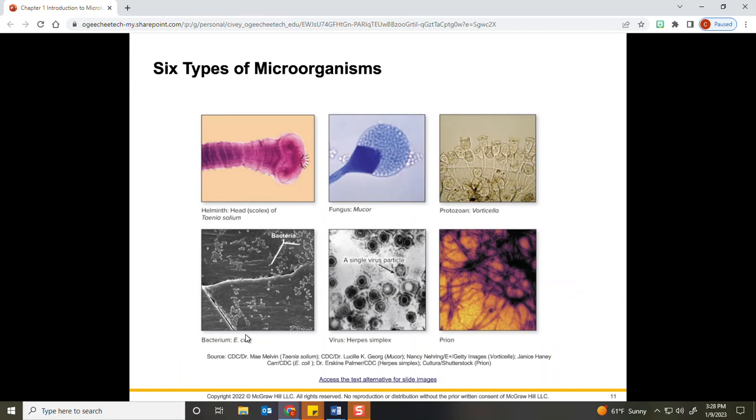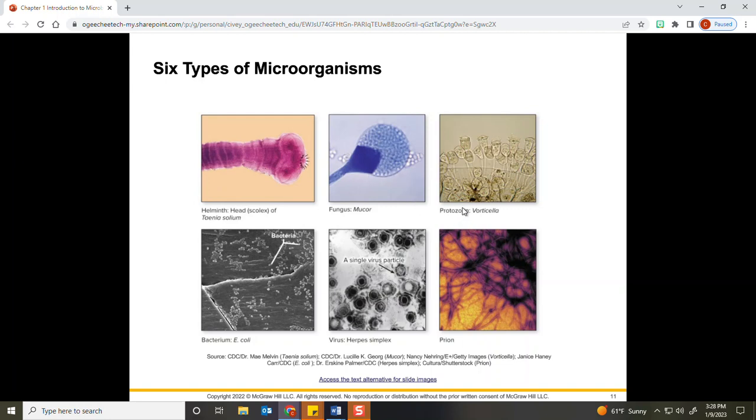So here are 6 types of microorganisms shown under a microscope. Here we see a helminth. This is an example of a parasitic worm. This would be the head of it and the body. You can't see the whole thing because it's too far blown up. This is a fungus. Specifically, this one's called Mucor. We'll talk about all these structures in another chapter.